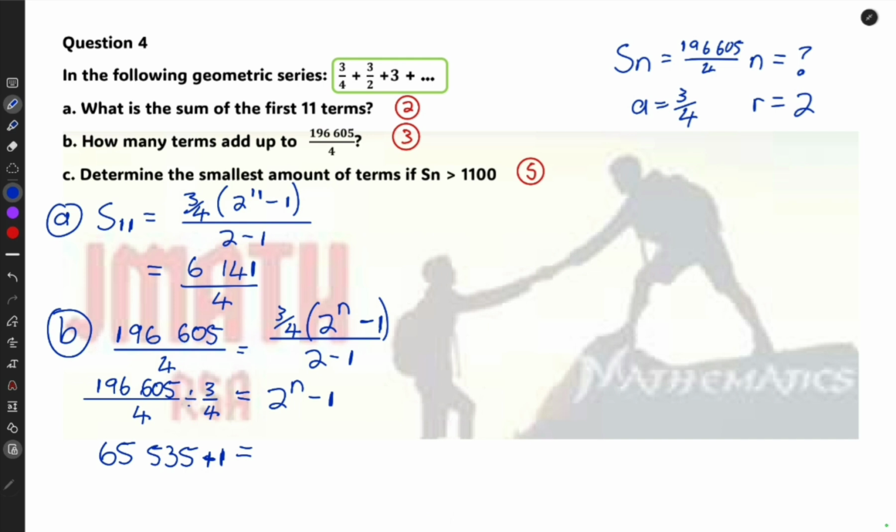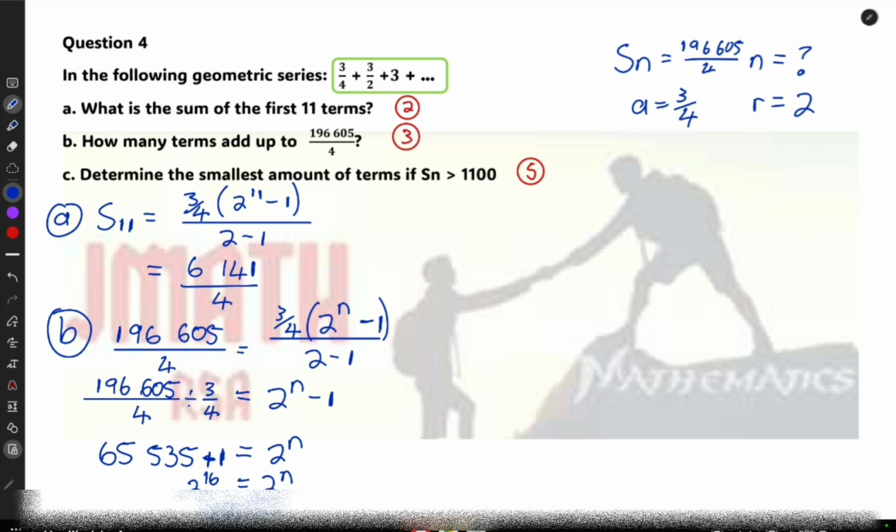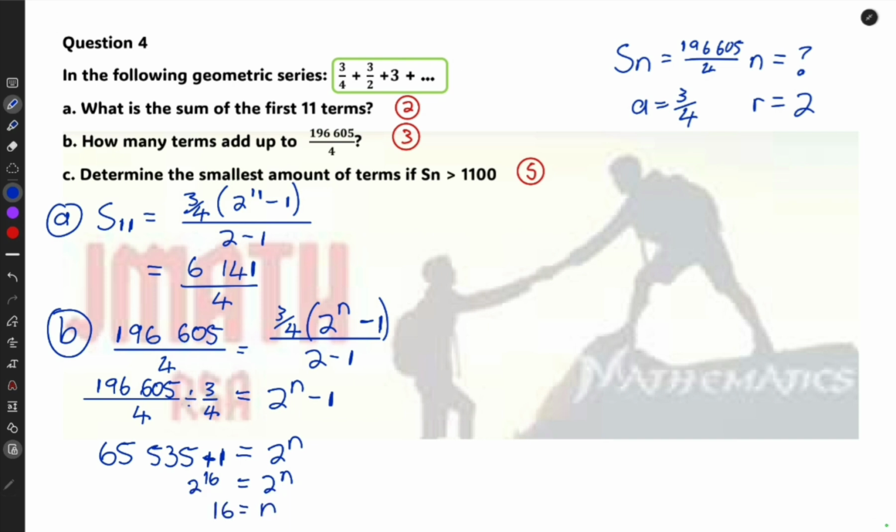If I now take that number and shift fact, it's going to tell me this is 2 to the power 16, and therefore n is 16. How many terms add up to that number? 16 terms add up to that number.